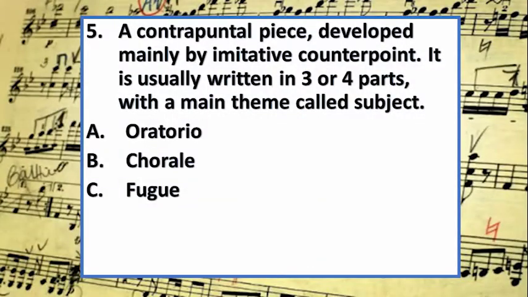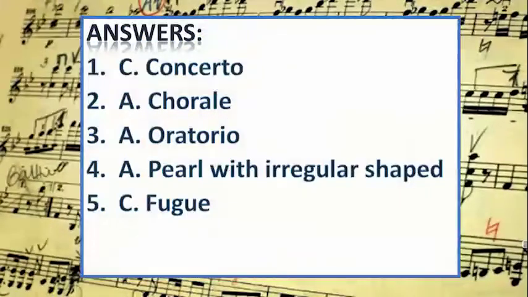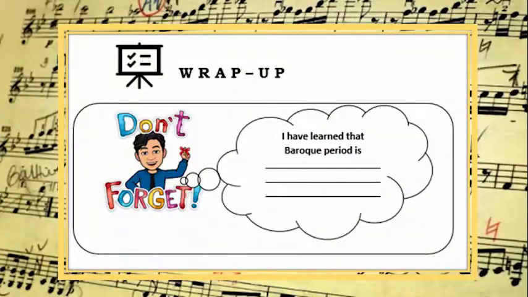Number 5. A contrapuntal piece developed mainly by imitative counterpoint. It is usually written in 3 or 4 parts, with a main theme called subject. A. Oratorio, B. Choral, C. Fugue. Check your answers. Today we talked about Lesson 5 Music of the Baroque period, and we described the musical elements. Music genres: opera, oratorios, suites, toccatas, concertos.